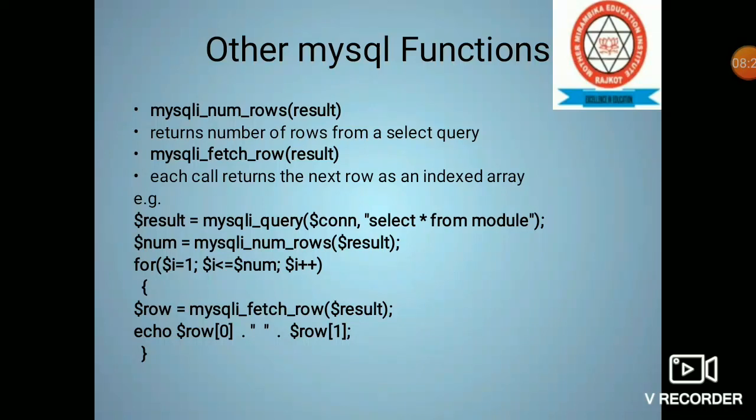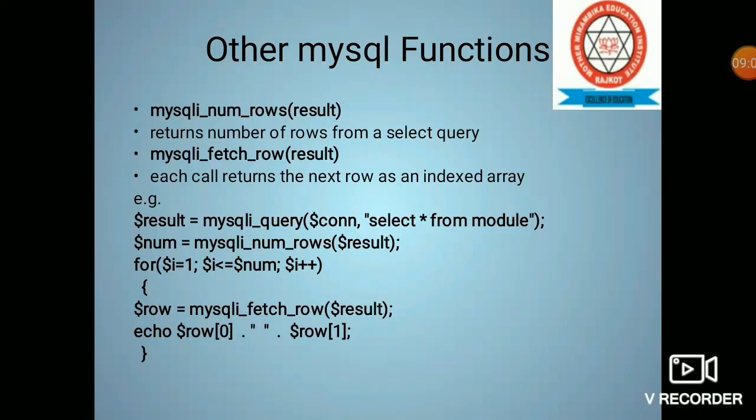The next function is mysqli_fetch_row. It will again take one argument, which is the resultant variable. Each call returns the next row as an indexed array. Mark one thing, that this function will return only a row of the data, not the entire rows. There is a difference between num rows and fetch row. Fetch row will fetch a row only, while num rows will return the number of records stored in the resultant variable.